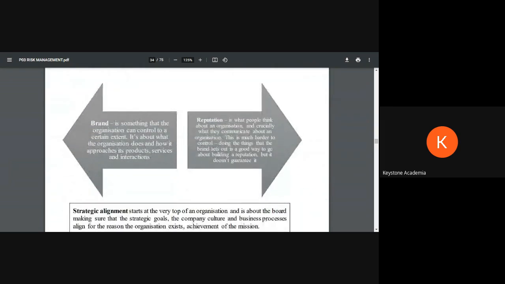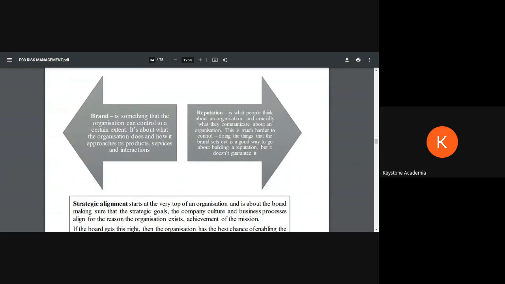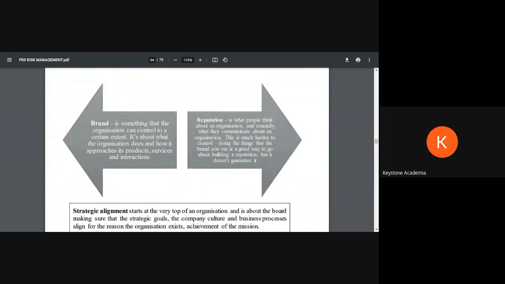Then there is a difference between brand and reputation. Okay. Can you tell me what is the difference between brand and reputation? Last 5 to 10 minutes, okay? Please be patient, we'll do it soon. Yeah, what is the difference between brand and reputation?